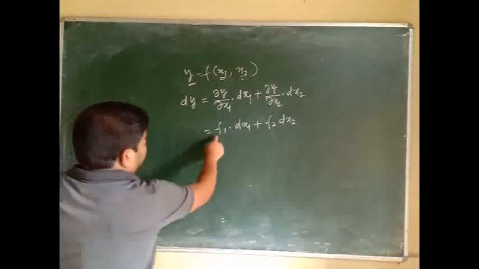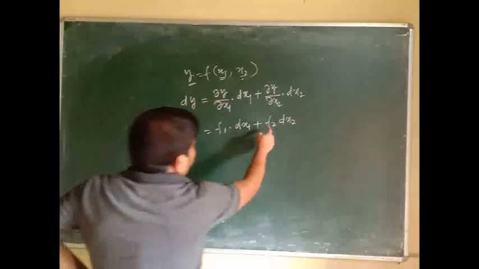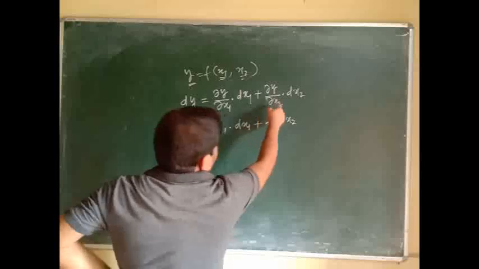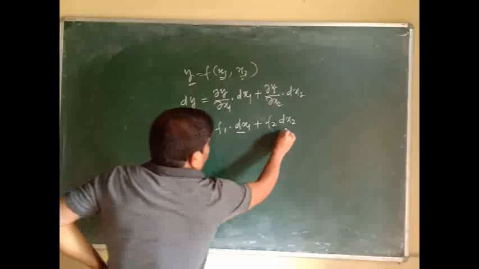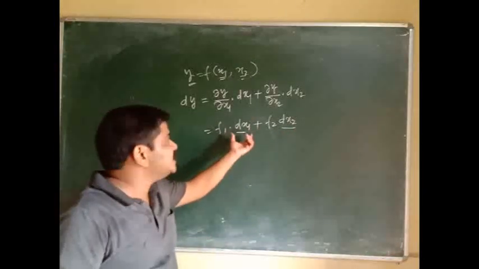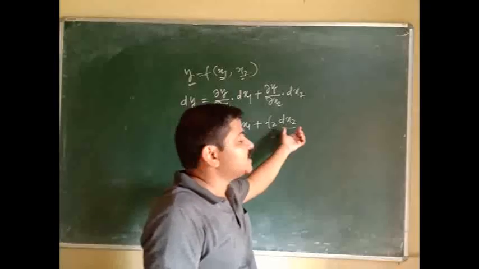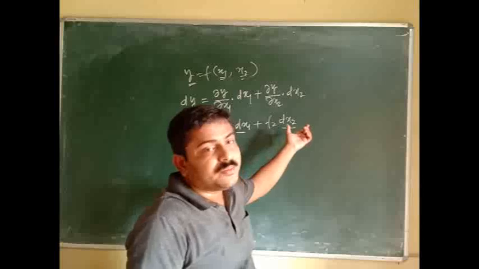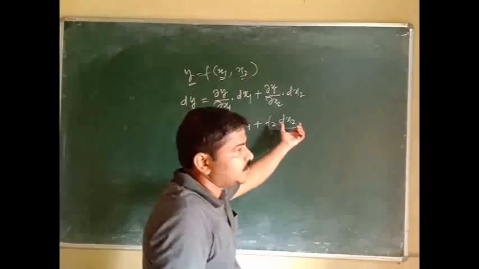So that f1 implies the partial effect of a change in x1 on y, and that f2 is the partial effect of a change in x2 on y. And that is dx1 and dx2. That dx1 is how many changes you have made in your variable x1, and that dx2 is how many changes you have made in your variable x2. That is the total change in x1, and that is the total change in x2.